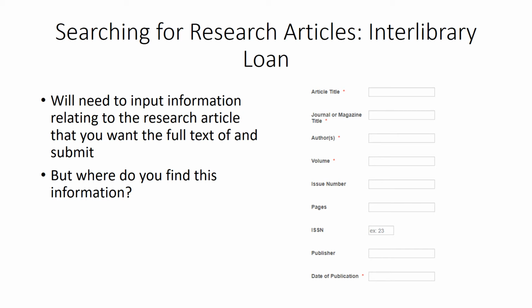You can see the red asterisk is required while the others are optional. But depending on the age of it or how difficult it may be to find, even with the required information, putting in additional information such as the issue number, pages, and publisher can help. So one thing is, where do you find all this information at?